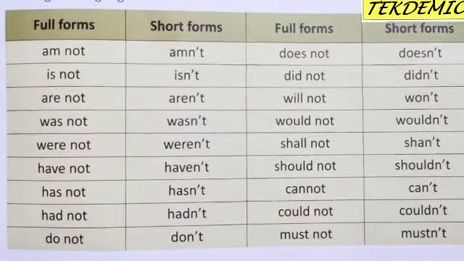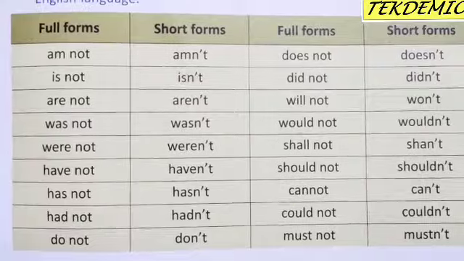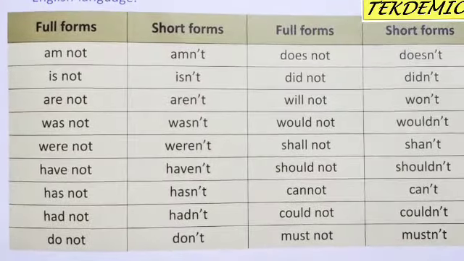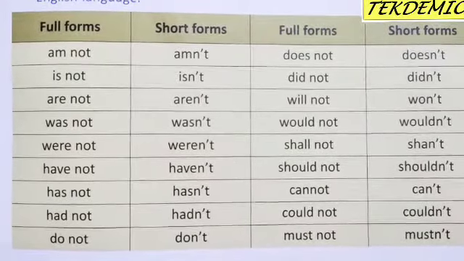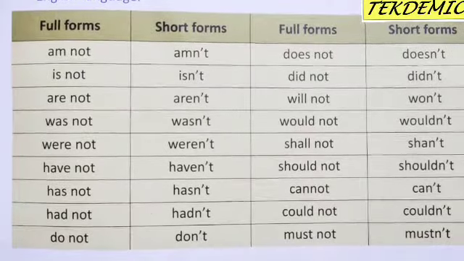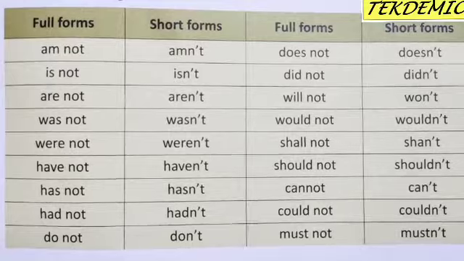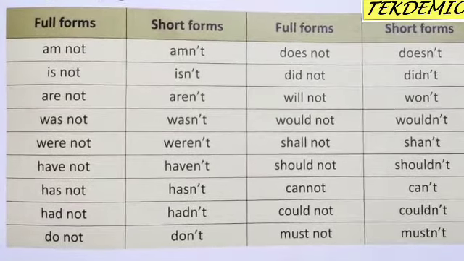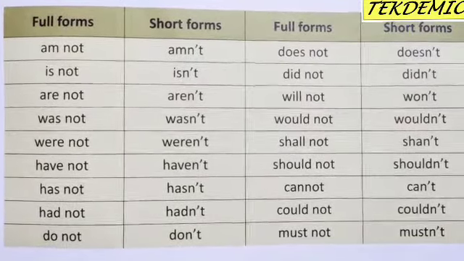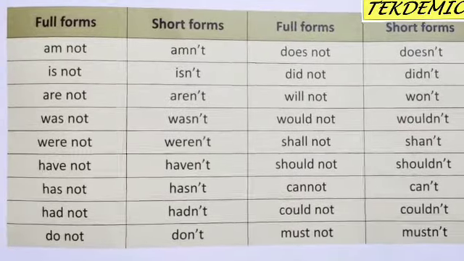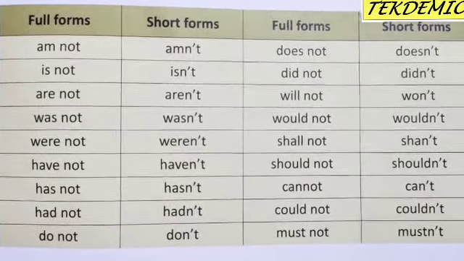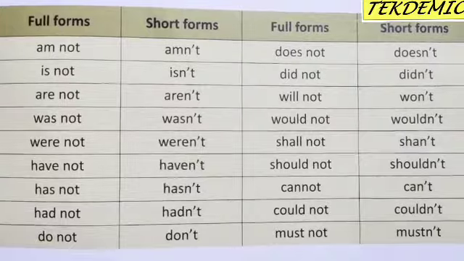Children, you can also use these short forms. These are the negative contractions and they are generally used in the English language. So you can use aren't in place of are not, you can use won't in place of will not, and you can use haven't in place of have not, etc.